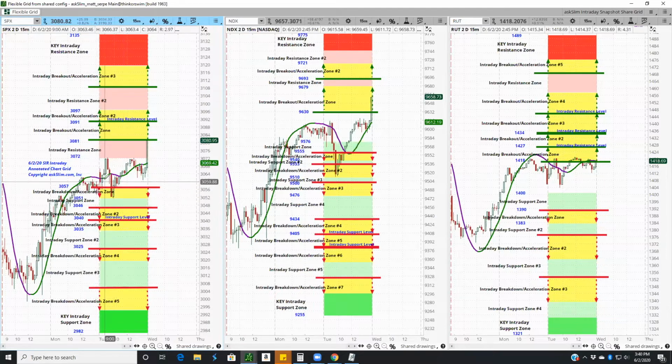So today we opened, we teetered on that level, and then we bounced off of it, and then we went right up to the identified first area of resistance.